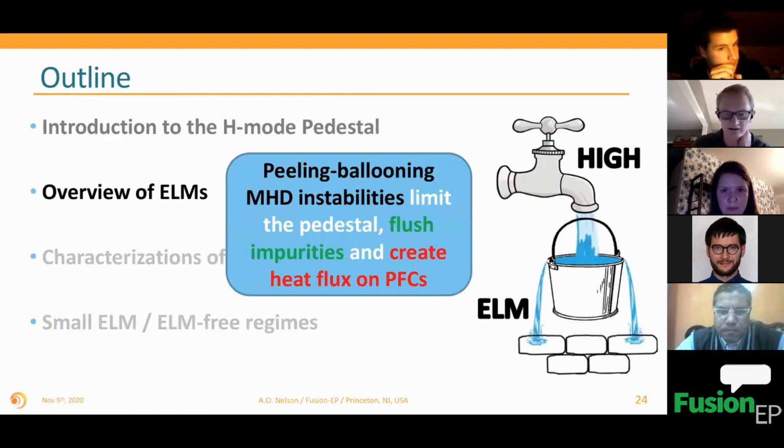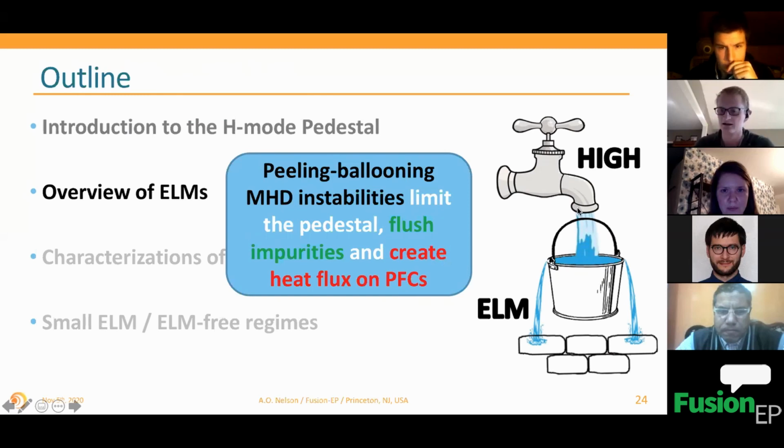So a quick overview of ELMs, right? Peeling ballooning MHD instabilities, called ELMs, limit the pedestal. They flush impurities, which is great. I didn't talk about this, but they actually take impurities like tungsten and flush them out of the plasma so that we can avoid over-radiating inside. So that's a good thing about ELMs. But unfortunately, they create high heat fluxes on PFCs. And this is really damaging to machine walls and very much a limit on how many ELMs we can tolerate in future reactors.